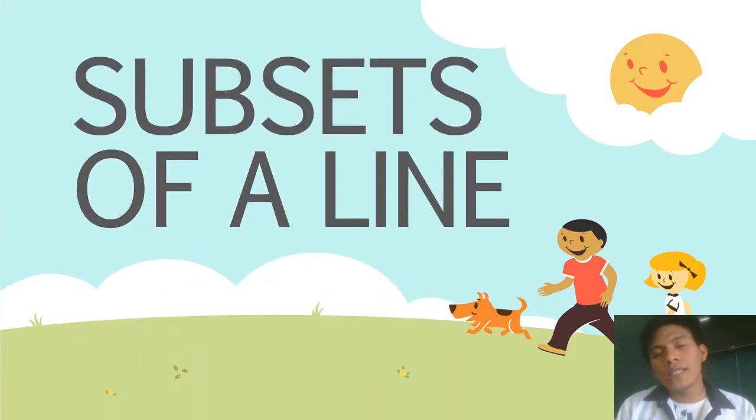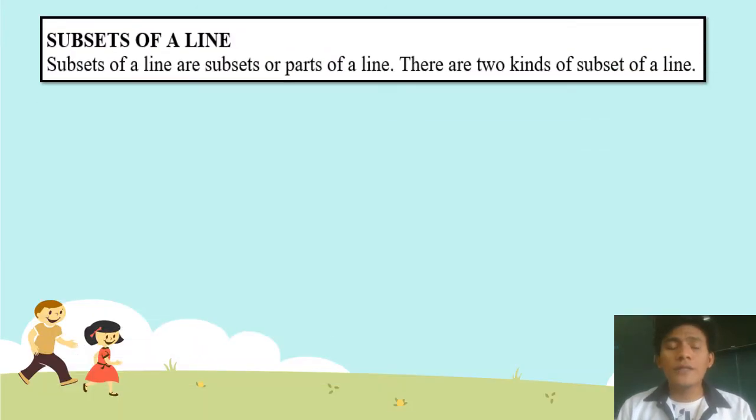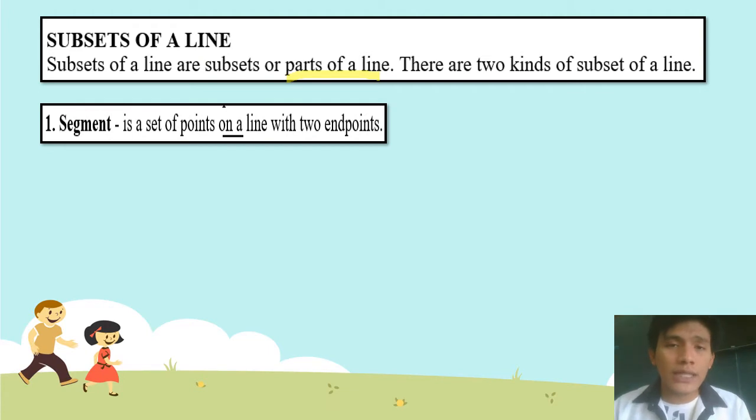Let's go to the subsets of a line. Subsets of a line are parts of a line. So it means that it is part of a line. There are two kinds of subsets of a line. First one, that will be the segment.